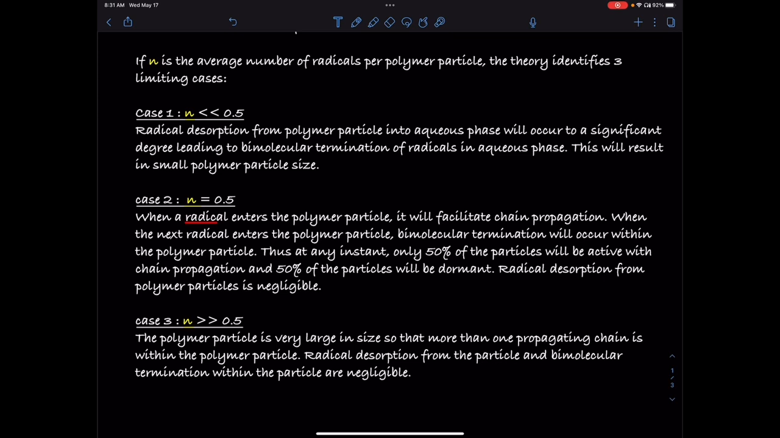Case 3 is when n is very much greater than 0.5. The polymer particle will be very large in size so that more than one propagating chain is within the polymer particle, and desorption from the particle and bimolecular termination within the particle will be negligible.